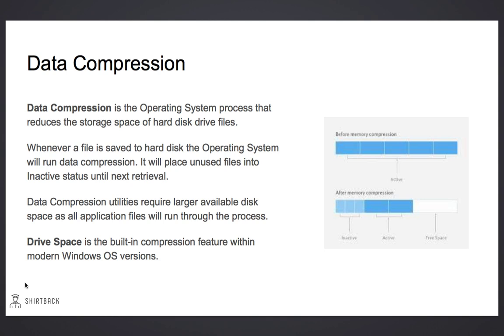Data compression is the operating system process that reduces the storage space of hard disk files. Whenever a file is saved to the hard disk, the operating system will run data compression. It places unused files into inactive status until its next retrieval. Data compression does require larger available disk space, as the application files will run through the process. DriveSpace is the built-in compression feature that we see in modern Windows operating systems.